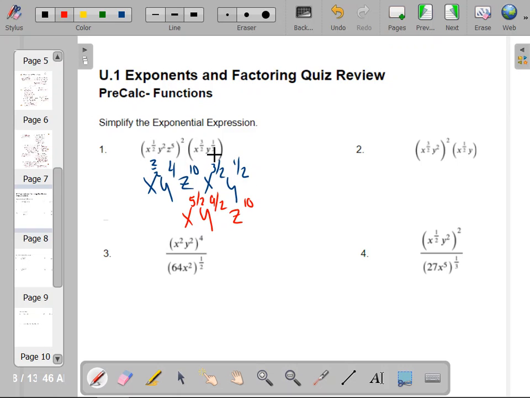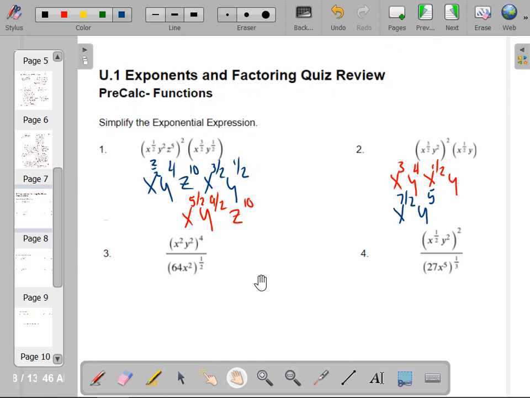Great. Do the same kind of thing here. 3/2 times 2 would be 6/2. That's 3. Y to the 4th, x to the 1/2, y. Now we're going to add. 3 whole is 6/2. 6/2 plus 1/2 make a total of 7/2. And 4 plus 1 make y to the 5th.